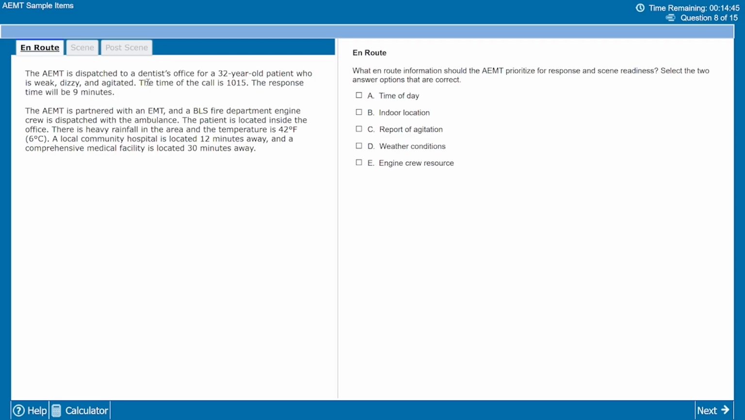So in my head, I would be like blah blah blah. The AEMT blah blah blah. Skip. Cut out the garbage. The patient is located inside the office. There is heavy rainfall. What are we thinking? Watch out for the weather, right? In the area, and the temperature is 42 degrees Fahrenheit. Okay. Also, I'm worried about how cold it is outside, but guess what? They're inside of an office. A local community, blah blah blah.